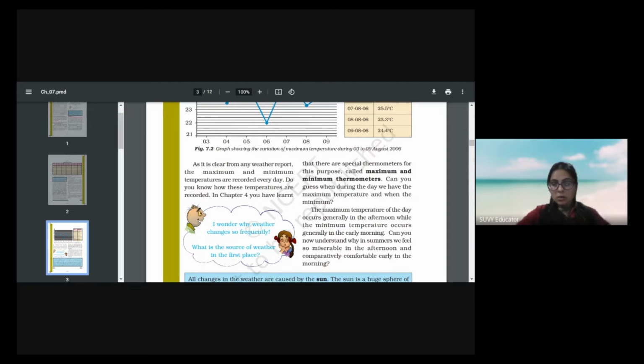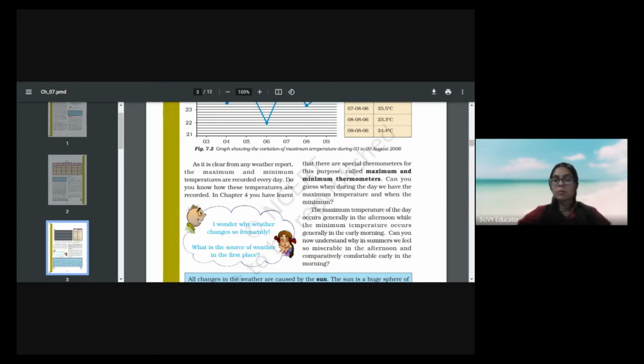There is a special thermometer for this purpose called a maximum and minimum thermometer. In the previous chapter we discussed the thermometer, which measures temperature. A clinical thermometer measures your body temperature. A laboratory thermometer measures the temperature of a particular substance and is used in the laboratory. And if you want to measure the temperature of the atmosphere, we use the maximum and minimum thermometer.